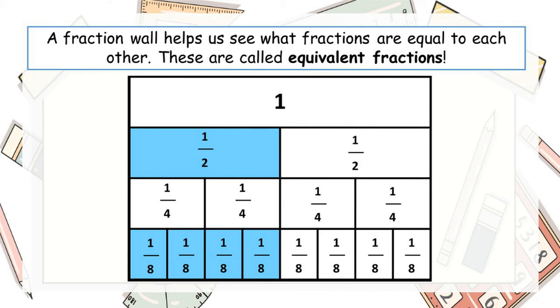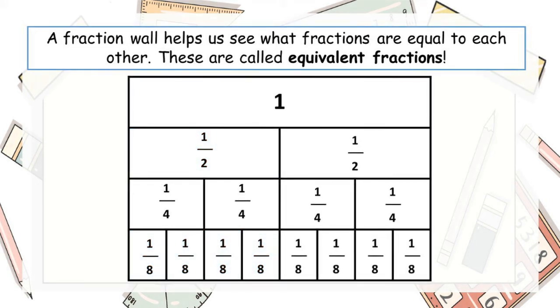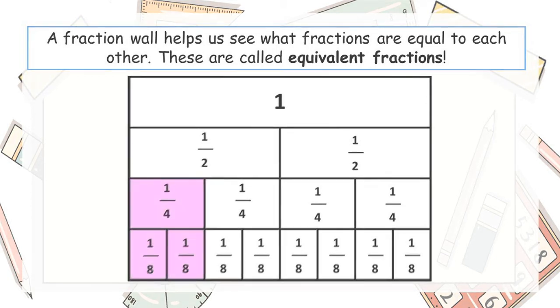They're the same amount. Can you find a fraction that is equivalent to 1 quarter? Pause the video and see if you can find the fraction that's equal to a quarter. Well, did you find it? The fraction you're looking for is 2 eighths. If we find 1 quarter on the fraction wall and have a look around to see what's the same size as it, you'll see 2 eighths are exactly the same amount.